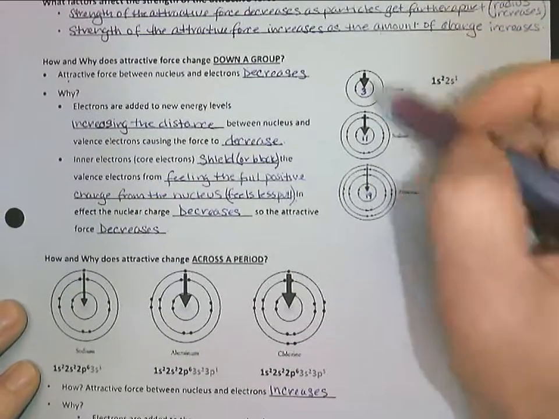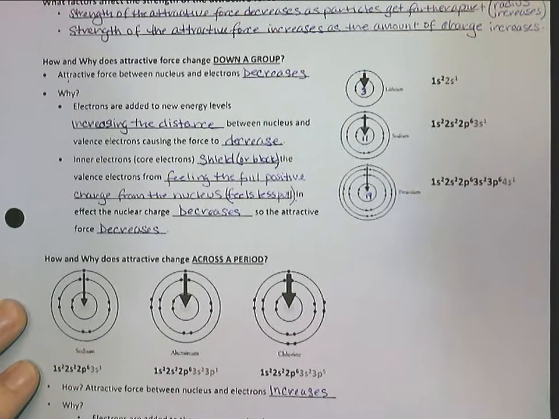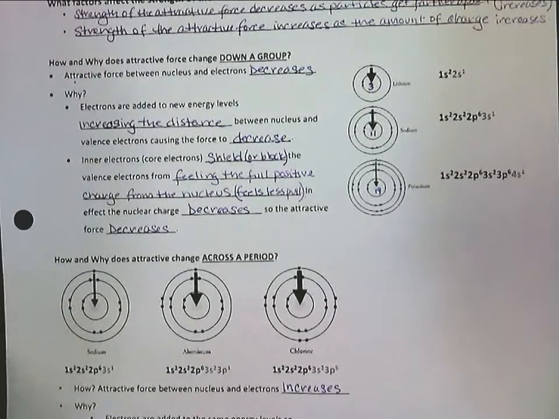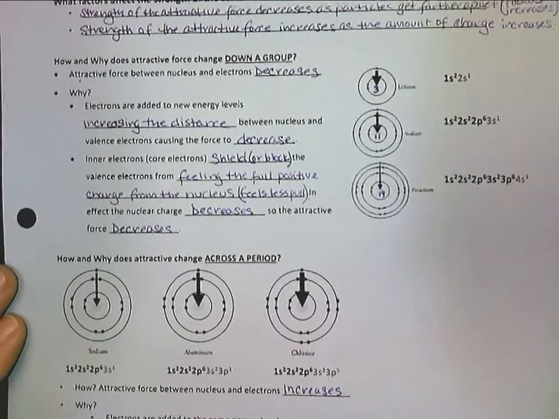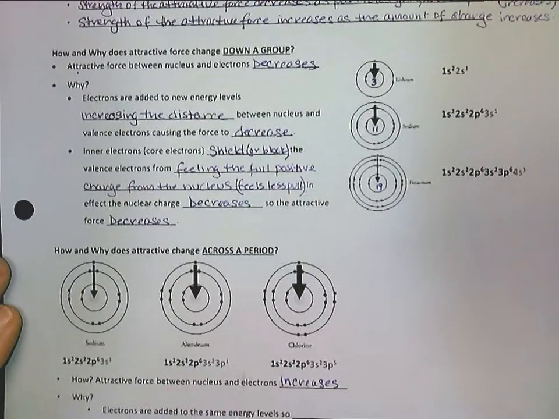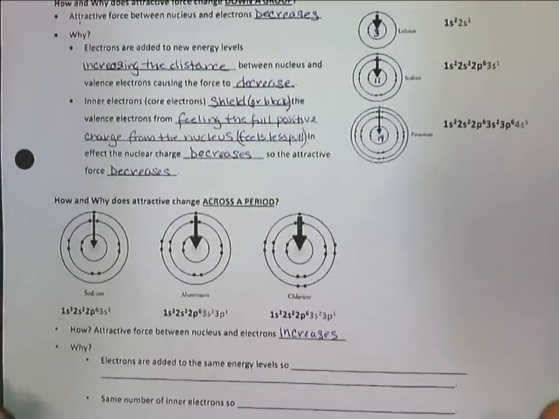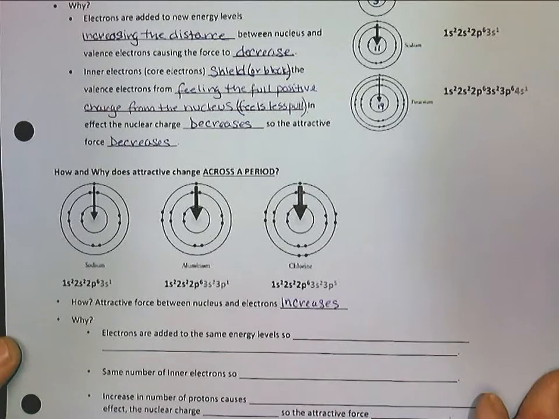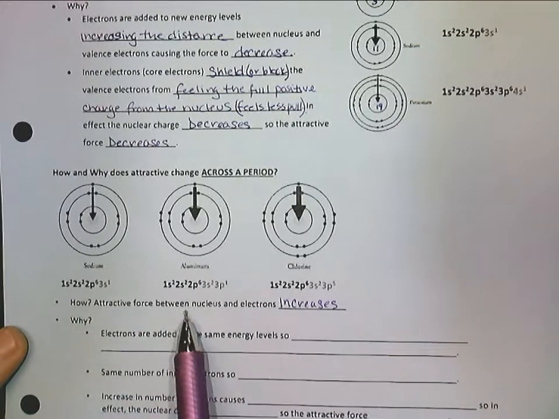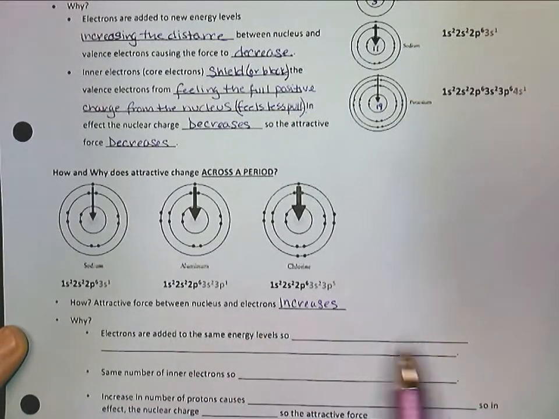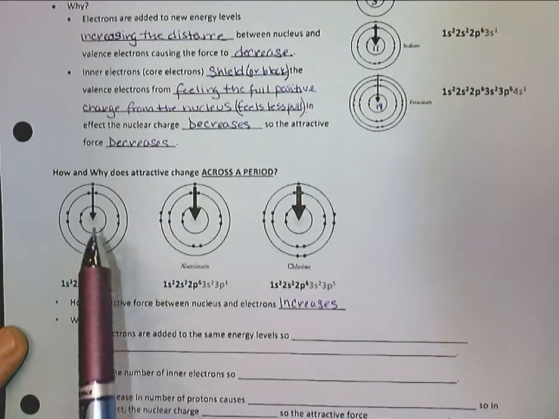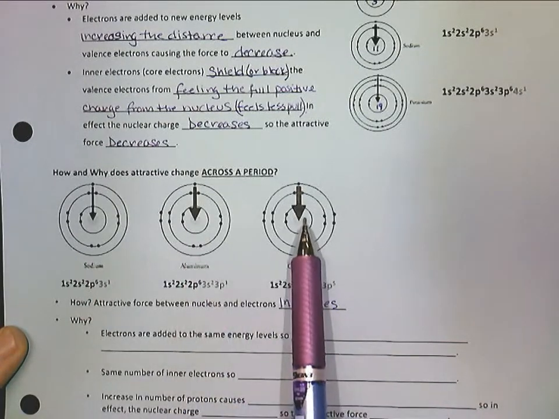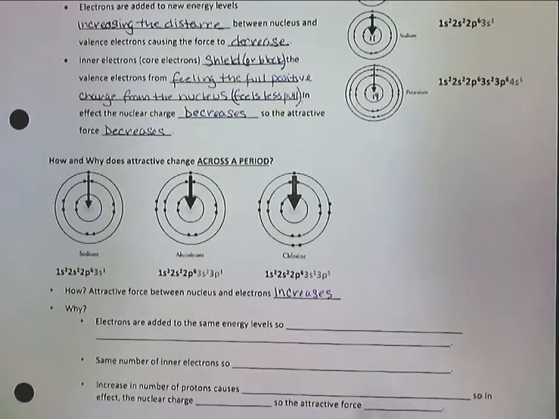Now remember, going down a group, the distance between the nucleus and the valence electrons is increasing and therefore decreasing the attractive force, or the hold, decreasing the hold the nucleus has on its electrons. Here, going across the period, we're not increasing energy levels, and therefore we're not increasing shielding. However, the attractive force between nucleus and electrons is changing. In fact, it's increasing, and I wonder why. So the arrows are showing an increase going across the period or across the periodic table.